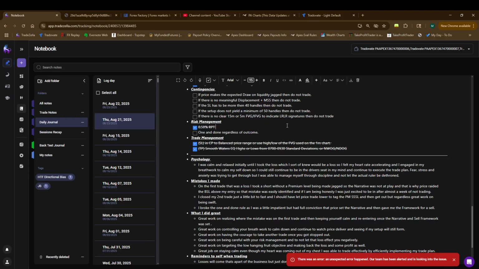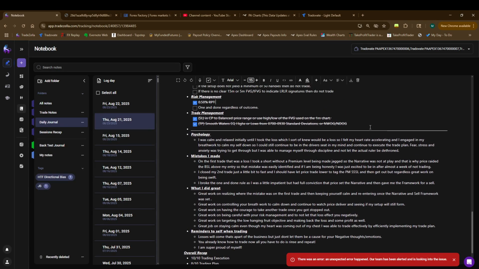So I'm glad that it went my way, but I'm not happy about breaking the one and done rule, which is something that preserves capital, and it keeps you in the game for a longer period of time to take advantage of more setups that are most likely going to be better setups. Yeah, it is what it is. Not really happy about it, but I'm glad that it worked out for me.